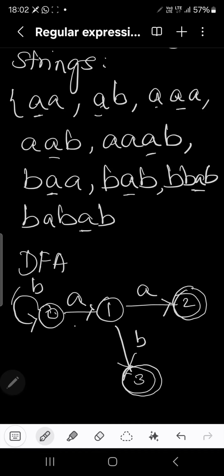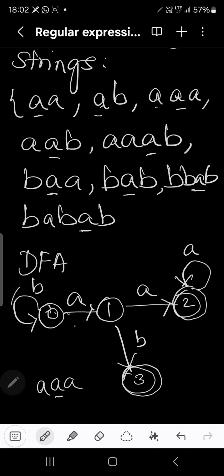If we have the string A, A, B, the first A will go from state 0 to state 1. On the second A, it goes from state 1 to state 2, but the third A is not available. So what we can do is, from state 2, we can draw another transition labeled A. Now if we take the string A, A, A, here also the second character from the right is an A.